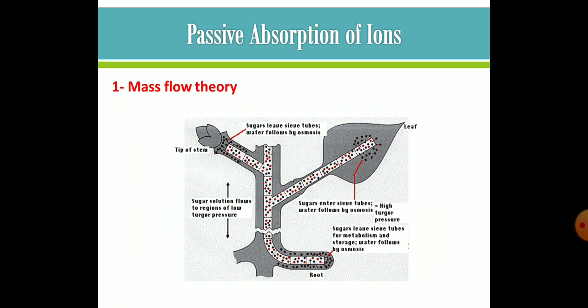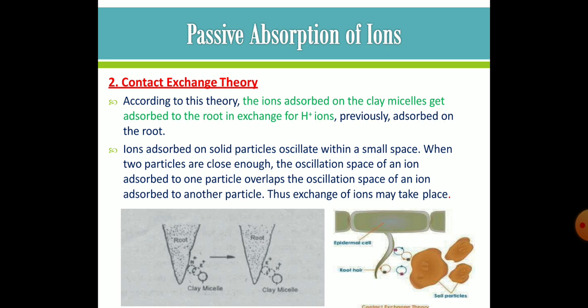Due to the transpiration, the molecules will move. The next one is the contact exchange mechanism. According to this theory, the ions adsorbed on the clay will be absorbed by the root in exchange for hydrogen ions. Usually what happens is the root has previously absorbed ions, then they transfer from one molecule to the other.